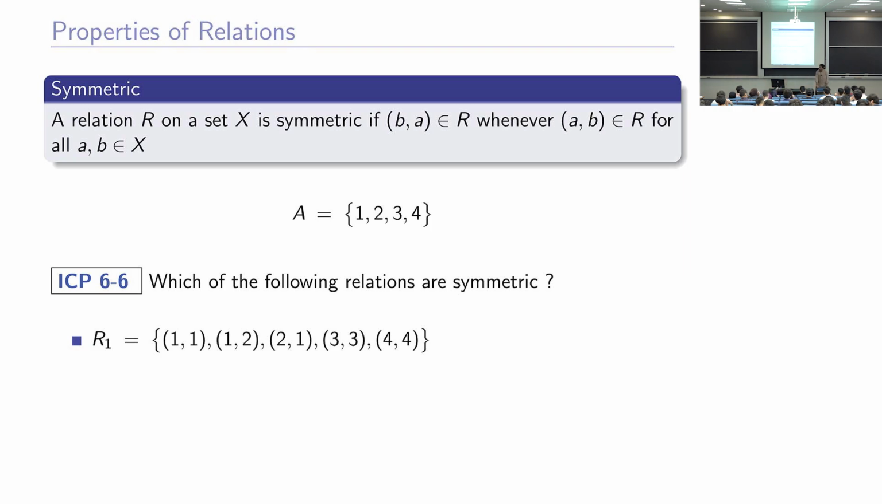In this particular case, the only requirement would be because (1, 2) is there, so (2, 1) must be there. Otherwise, it won't be symmetric, right? Or vice versa. (2, 1) is there, so (1, 2) should also be there. Does this make sense? Okay, (3, 3), (4, 4) don't impose any further requirement on the relation to be symmetric for this case.